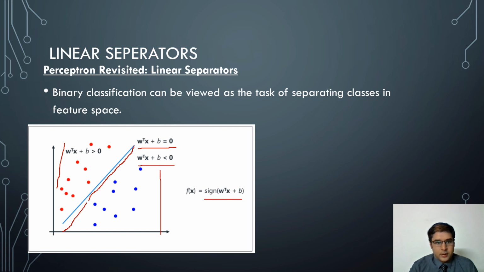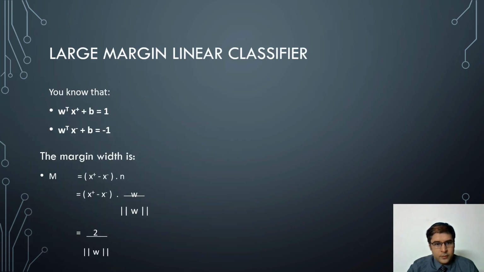So that is the working of linear separators with perceptrons. Moving forward, we see the large margin linear classifier, where we know that WTX + b = 1 is for the class on the left-hand or positive side of the curve, and WTX + b = -1 is for the class on the other side.